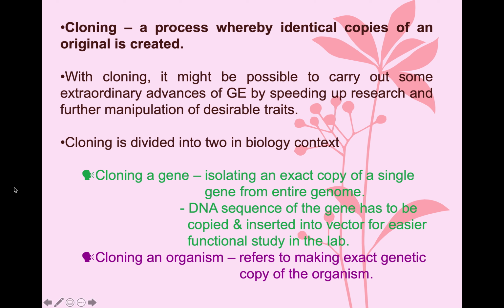So, this is what I was talking about again on differences in cloning. When you clone a gene and when you clone an organism, it means two different things. When you clone a gene, you just isolate an exact copy of a single gene from the entire genome, not including the whole genome, the whole organism. So the sequence from the DNA of the gene is usually the only one copied and inserted into the vector. Those are the ones being cloned, not the whole genome. As compared to cloning an organism, whereby you make an exact genetic copy of the organism because you clone everything, the whole genome. So those are the differences. Remember that.